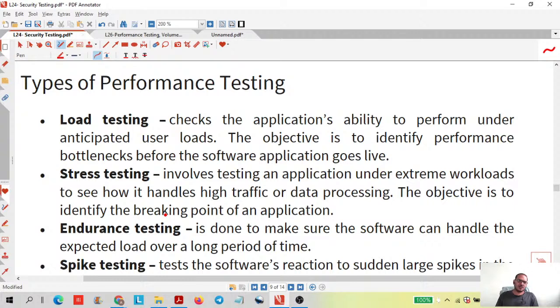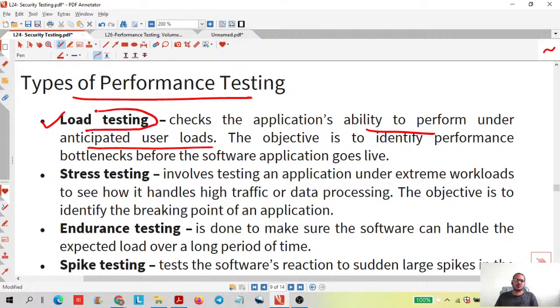In your syllabus, they mention some types of performance testing. So what are the types of performance testing? Load testing checks the application's ability to perform under the anticipated user load. The objective is to identify the performance bottleneck before the software application goes live. Load testing means how it handles user data, like uploading your personal details, your resume and all.